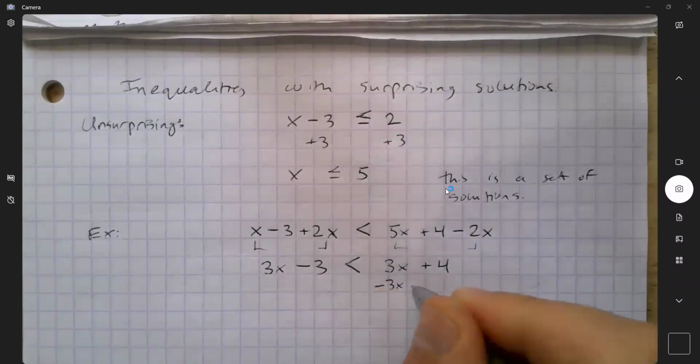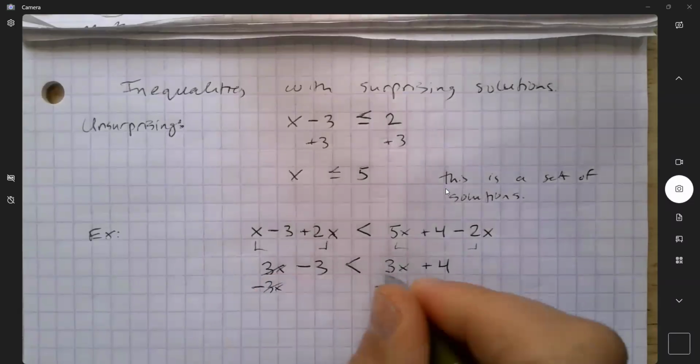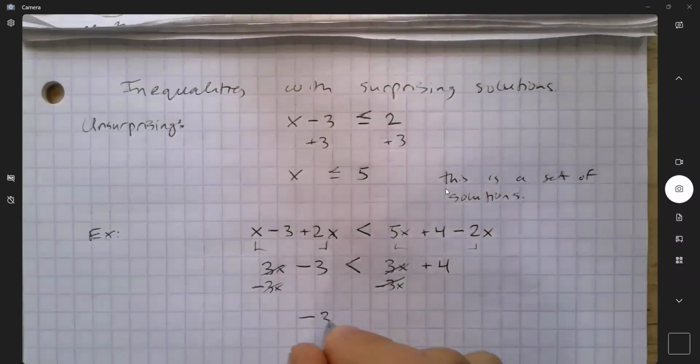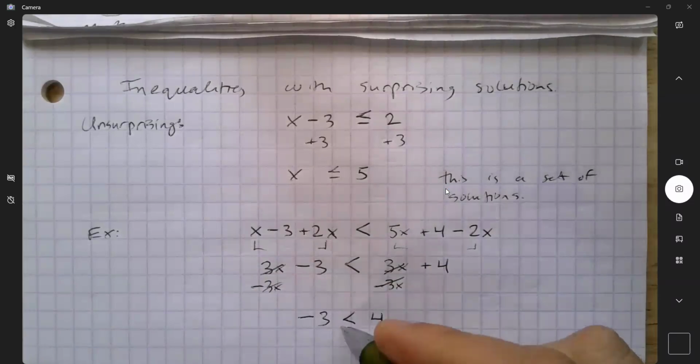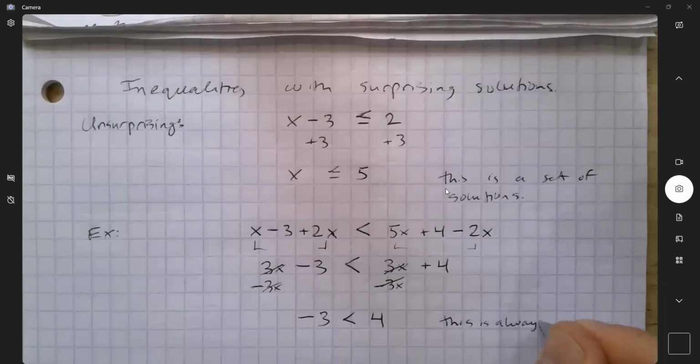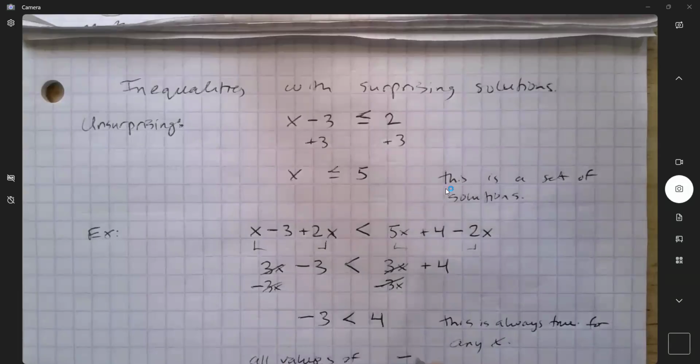And then I'll subtract 3x from both sides. And those cancel out, giving me an unexpected result of simply comparing two numbers. There's no x in this solution at all. Well, -3 is always less than 4. This is always true for any x. So I have all values of x from -infinity all the way up to +infinity are solutions.